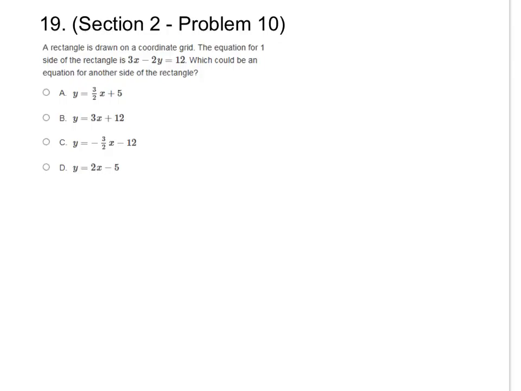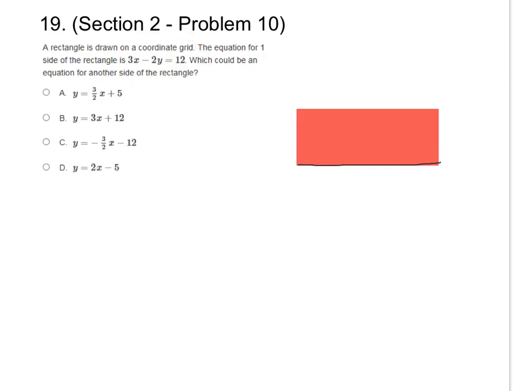So the problem says a rectangle is drawn on a coordinate grid. The equation for one side of the rectangle is 3x minus 2y equals 12. Which could be an equation for another side of the rectangle? So if I draw a rectangle, and they tell me that one side of the rectangle has an equation of 3x minus 2y equals 12.